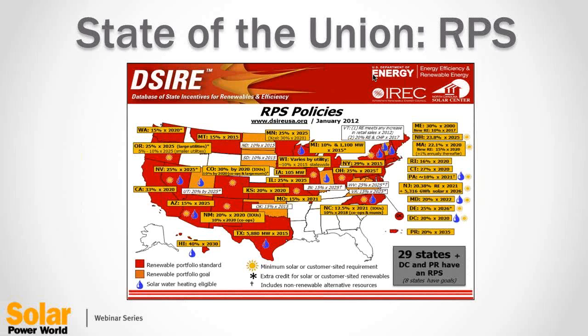So basically, just to start with, here's the state of the union in terms of RPS policies or renewable energy standards. You've got 29 states plus D.C. and Puerto Rico that have a mandatory RPS, as well as a few states that have something a little bit more flimsy, a voluntary target. And just to set the stage, the real importance of this particular policy mechanism is that it signals a commitment towards long-term support of renewables. In other words, it provides a long-term market signal, and that's really what's needed in order to build an industry.